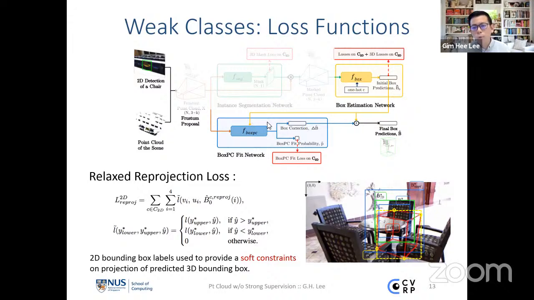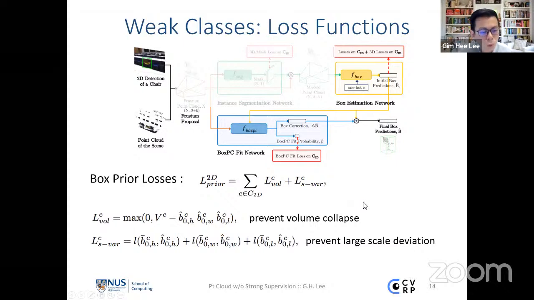From the prediction of each of these weak classes, we reproject it back onto the image, because we are also given a 2D image where we initially apply a 2D detector. And this green bounding box over here is the output from the 2D detector. So the reprojected 3D bounding box over here, we say that it must fall within a certain upper and lower bound of this 2D bounding box detected from the 2D detector.